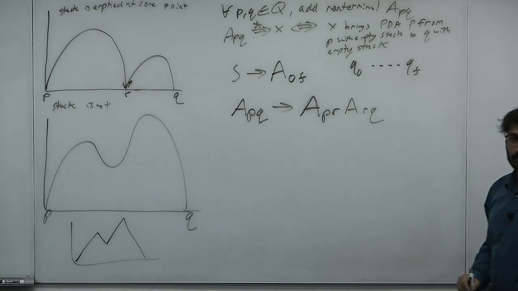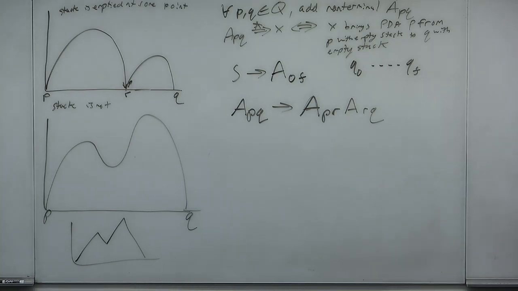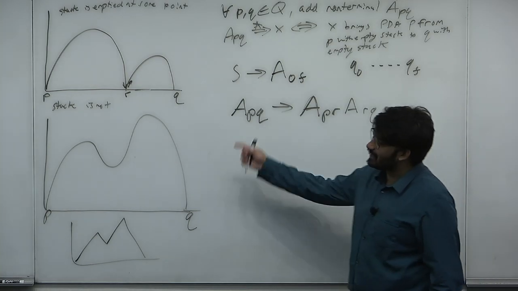Perfect. APR is a non-terminal that produces some string that takes you from P to R. ARQ is a non-terminal that produces strings that take you from R to Q. So if you concatenate a string that takes you from P to R and one from R to Q, that takes you from P to Q. This is true only if the stack is emptied at some point R.